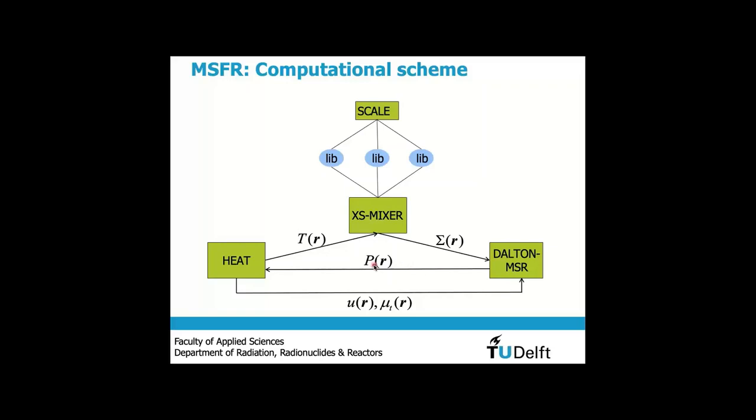Of course, power density has to be exchanged. Temperature has to be exchanged because of the cross-sections, and cross-sections then input the diffusion code. Some special things about, of course, also the velocity field, because you have to transport precursors and turbulence viscosity in this case. And here, a number of data libraries at very specific either regions or temperatures that can then be interpolated or mixed to the correct cross-sections.